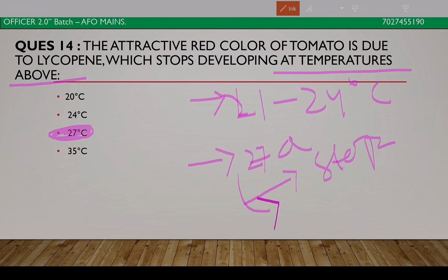Then what happens? The lycopene converted into carotenoid, beta carotenoid. Okay. And this results the yellow color tomato. Sometimes you must have seen where the temperature is more, there is yellow color tomatoes.